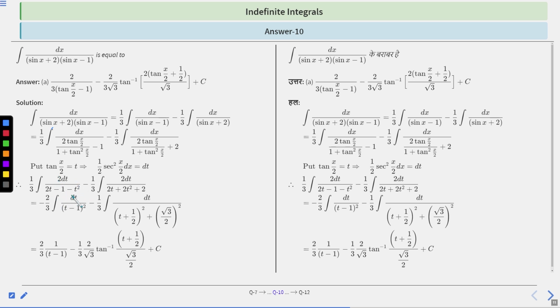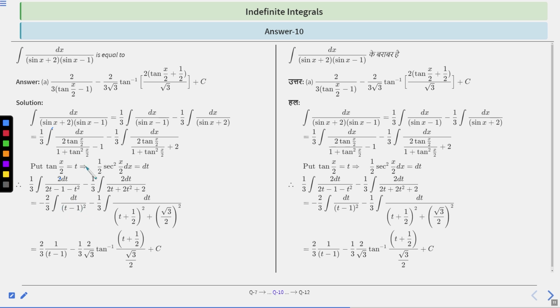Right. Therefore, you can write I as 1 by 3 integration of 2 dt upon 2t minus 1 minus t square, minus 1 by 3 integration of 2 dt upon 2t plus 2t square plus 2. Clear? See, now you can convert this denominator part into a perfect square plus some constant, right? Taking minus 1 common, the denominator part will be t square plus 1 minus 2t, which is t minus 1 whole square, right?